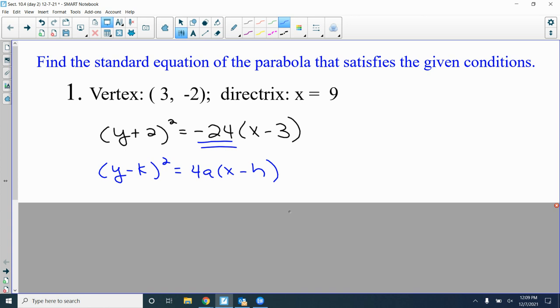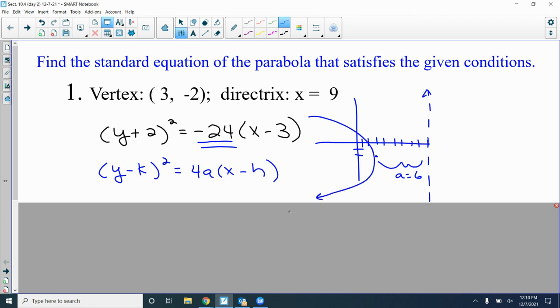We know the vertex and the directrix. The distance from the vertex to the directrix will give us the a value, which happens to be 6. So if our vertex is at 3, negative 2, and then 4, 5, 6, 7, 8, 9. There's your directrix. A equals 6, and since it opens to the left, that will make it negative. Okay, for that one, that'll make it negative. So it's got to be negative 24 when we're done.